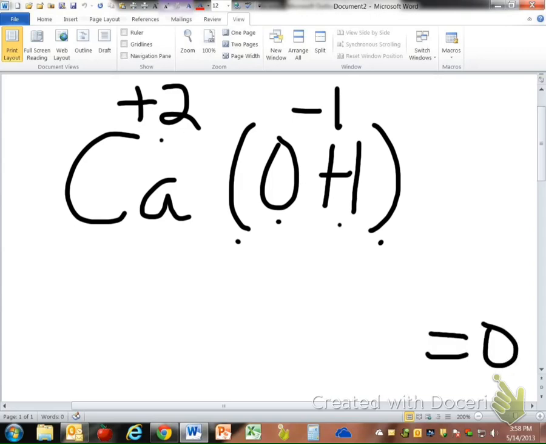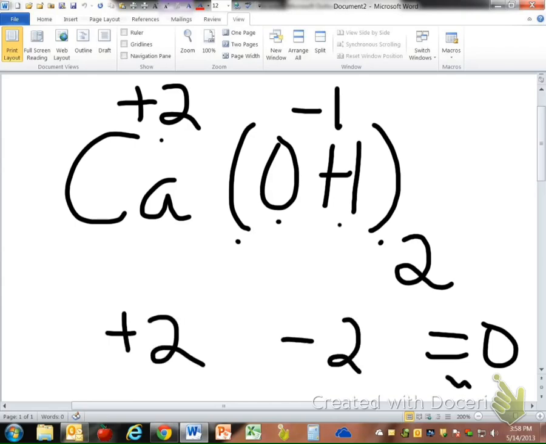Calcium is plus 2. Hydroxide is negative 1. It takes 2 hydroxides to make a negative 2. I match that up with my positive 2 for calcium. I have my grand total of 0. So my formula is calcium, Ca, hydroxide, OH, 2. So it is Ca(OH)2. I'll try another polyatomic ion now.